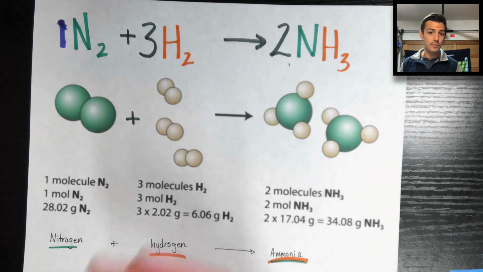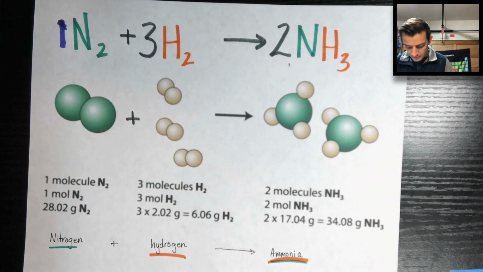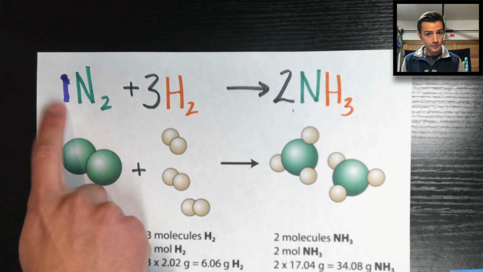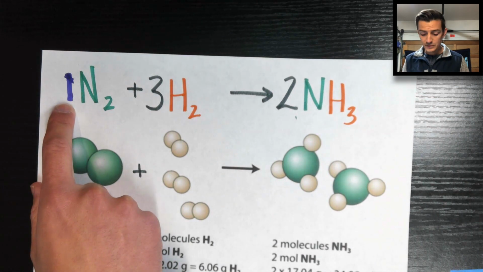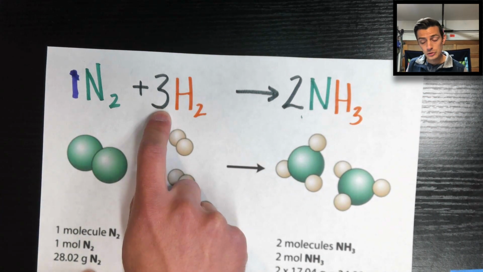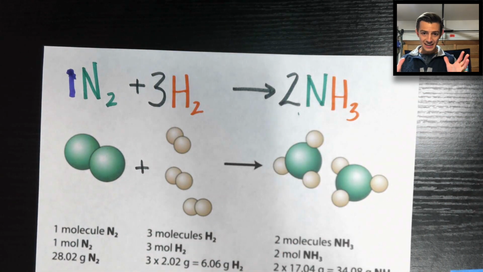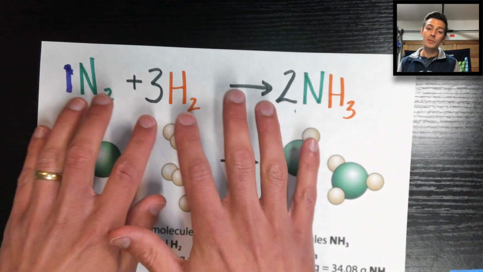And I can also count by moles, just like I can count by single molecules, I can count by moles. So that's why I'm allowed to go from the number at the front to be representing either a molecule or just 1 mole. So 1 mole plus 3 moles of hydrogen gives me 2 moles of ammonia. And this is why we learn to balance, because this gives us so much more information.